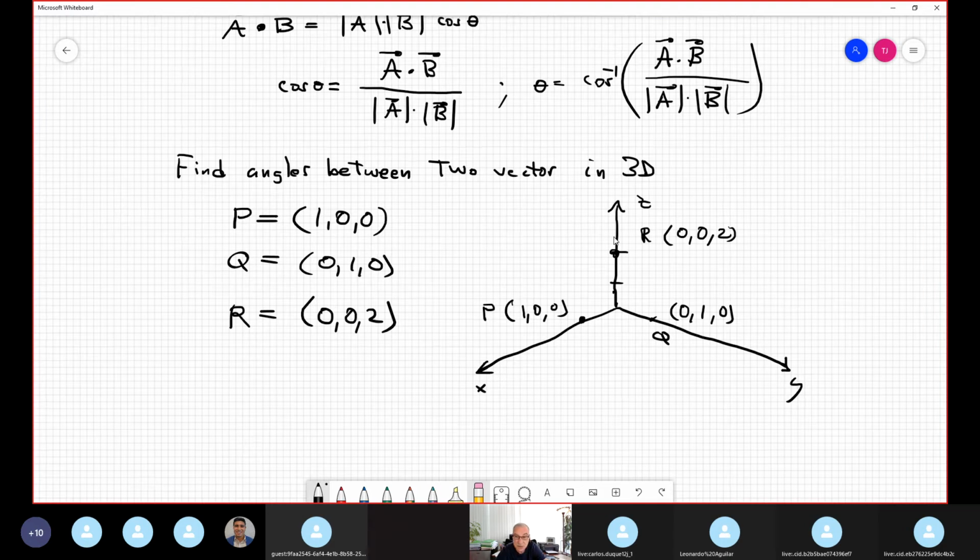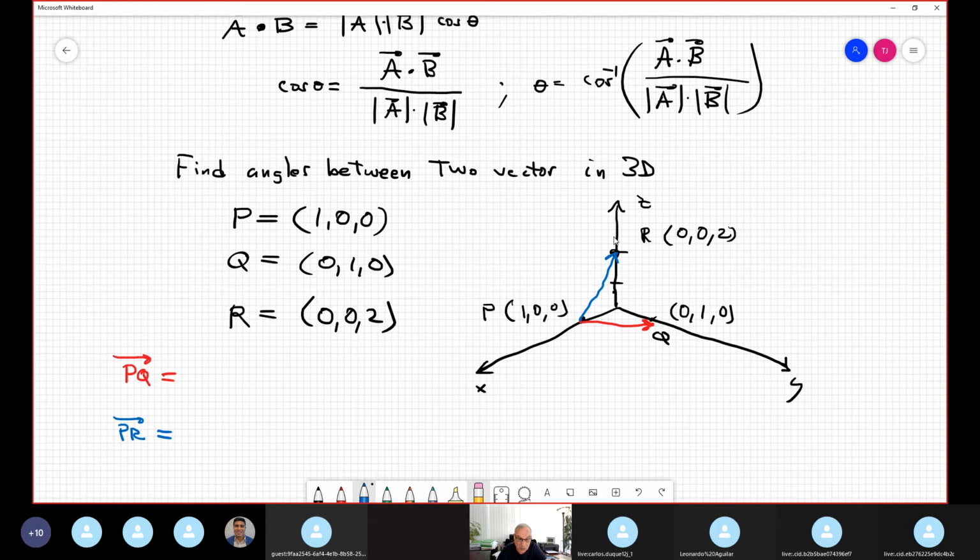So my goal is this: you have one vector, the vector PQ, and we have another vector, the vector PR. It is extremely important to understand what the starting point is and what the arrow or ending point is.